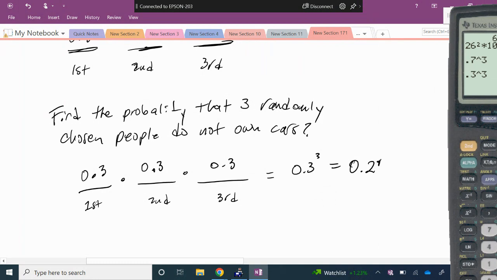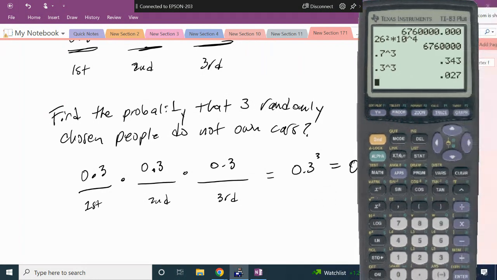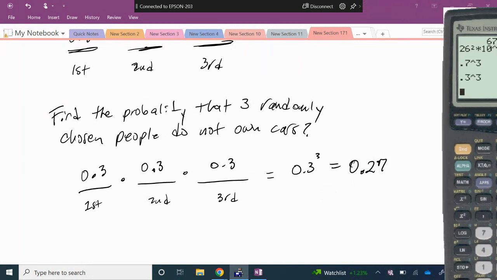Oops. Okay. Oh, 0.027. 0.027. All right. Any questions about that problem?